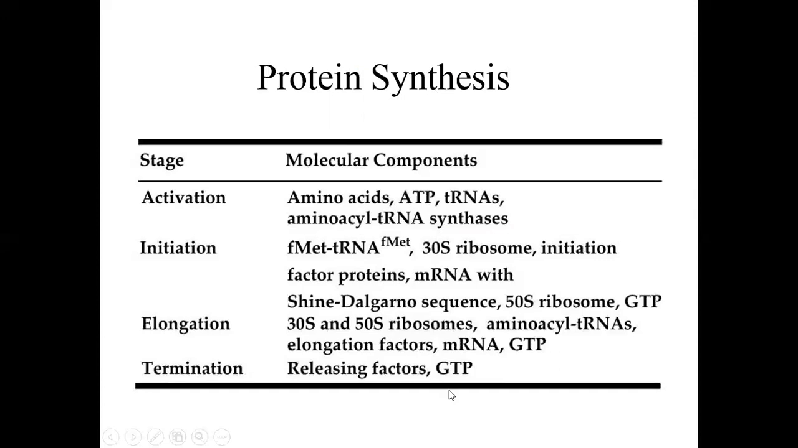It is the main component of the initiation step, and it requires the 30S ribosome, initiation factor proteins, and mRNA with the particular Shine-Dalgarno or Kozak sequence, which is responsible for the ribosome binding, and also it contains the large subunit of the ribosome and GTP. GTP will act as the energy source for the total process. Now, the elongation process includes the total ribosome machinery, the aminoacyl tRNAs, elongation factors, mRNA, and GTP. And the termination step basically includes the releasing factors and GTP.